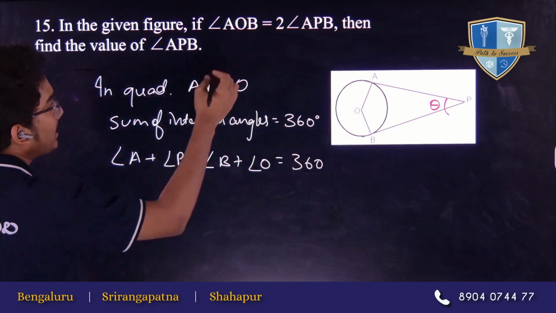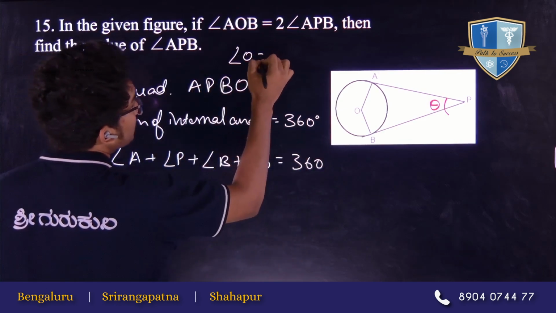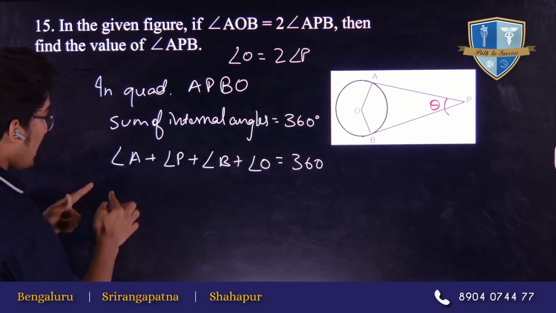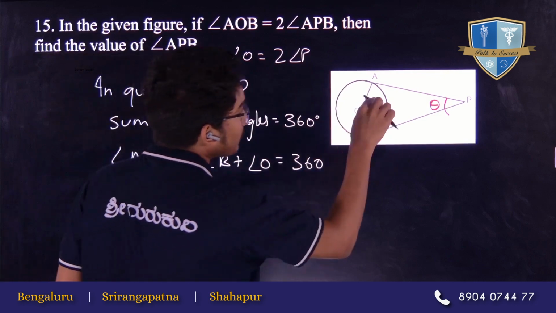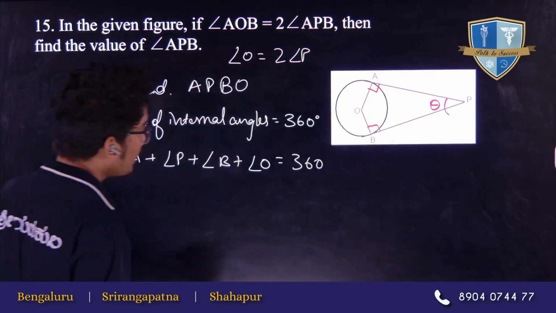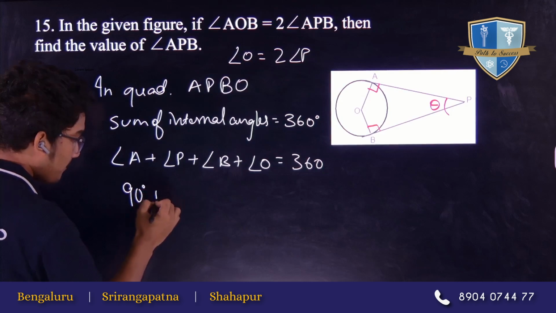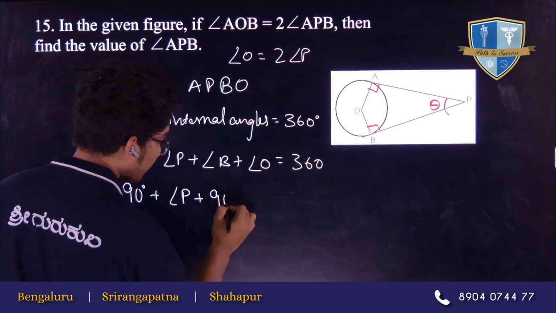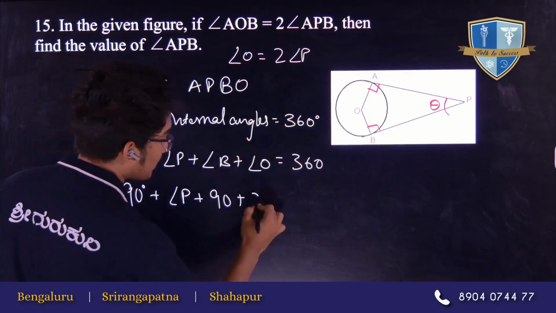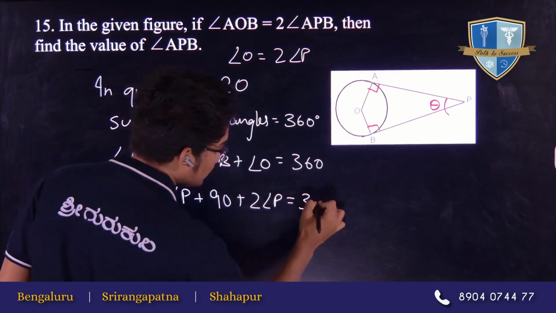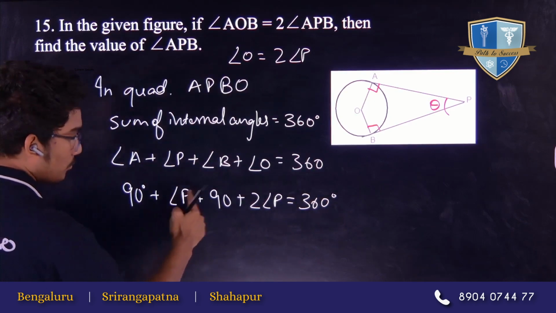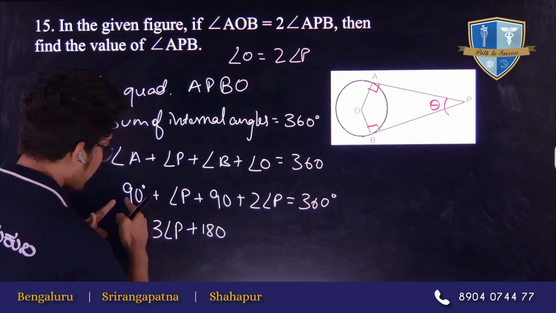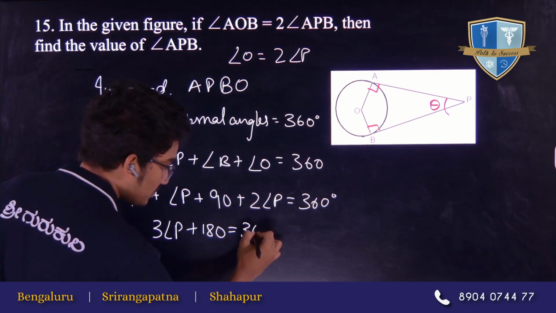Okay, and from here, angle O is equal to 2 times angle P, and angle A and angle B both are 90 degrees. So 90 degrees plus angle P plus angle B, which is again 90 degrees, and angle O, which is 2 times angle P, is equal to 360 degrees. So 1 and 2, 3 times angle P plus 180 degrees, 90 plus 90 is 180, is equal to 360 degrees.